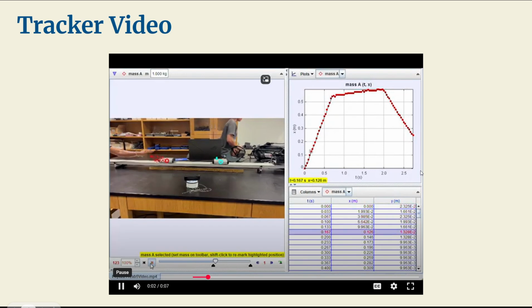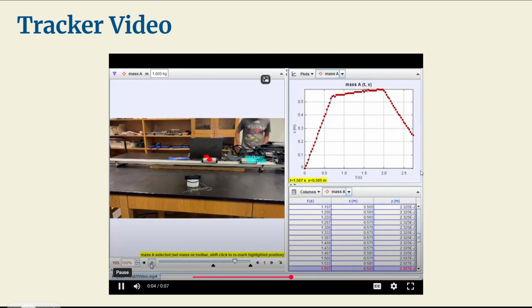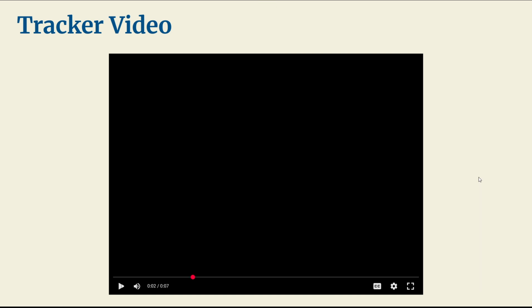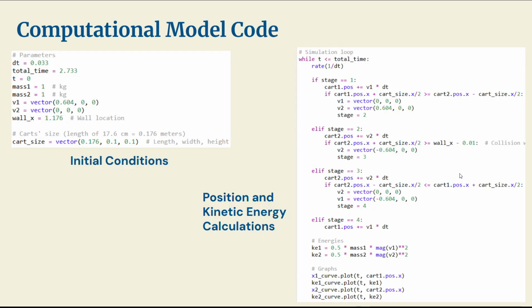To analyze this, I took two cards and had them collide on the track, and I plotted their motion in tracker. I set the initial conditions. I set the mass of both cards to 1 kilogram, the initial velocity to be 0.604 meters per second, which I calculated by taking the first two positions from tracker and the time interval.